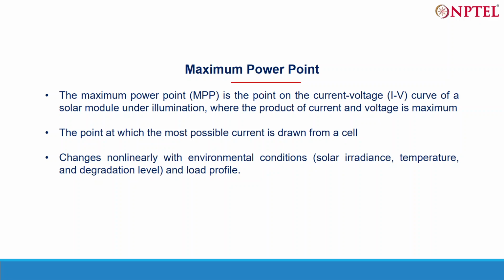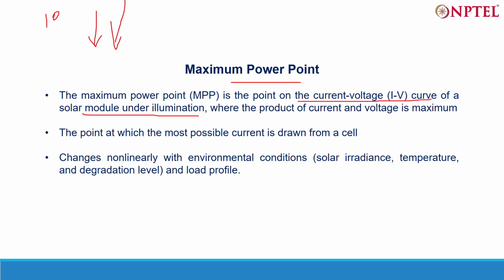So this is the main thing on which the solar cell is actually tested. The characteristic of a solar cell is very much defined by the maximum power point that can be obtained, and it is basically obtained from an IV characteristic curve. The maximum power point is the point on the current voltage curve, I for current, V for voltage, of a solar module under illumination.